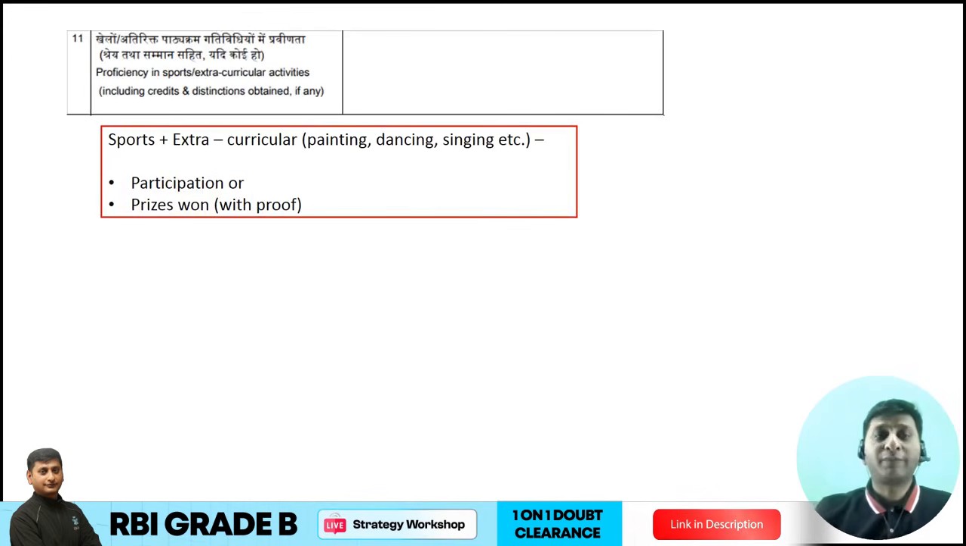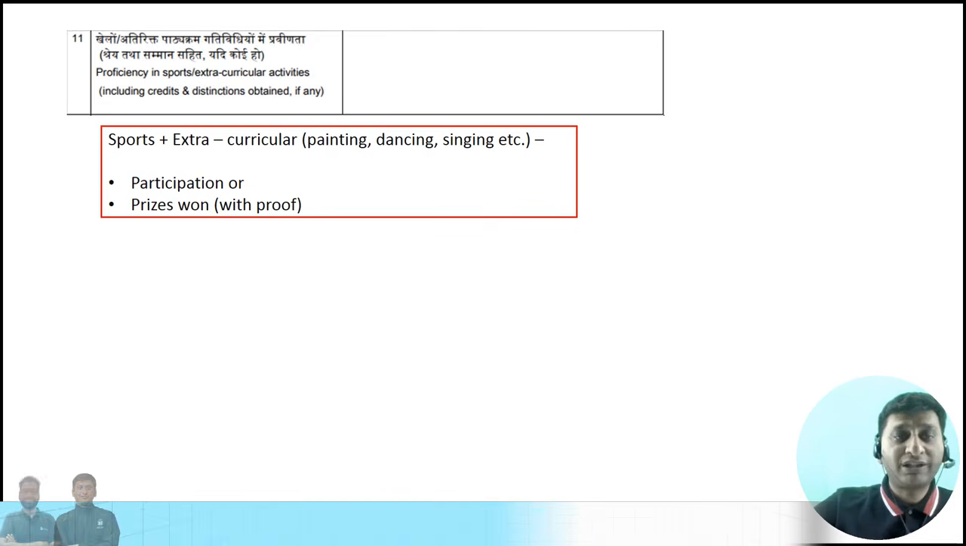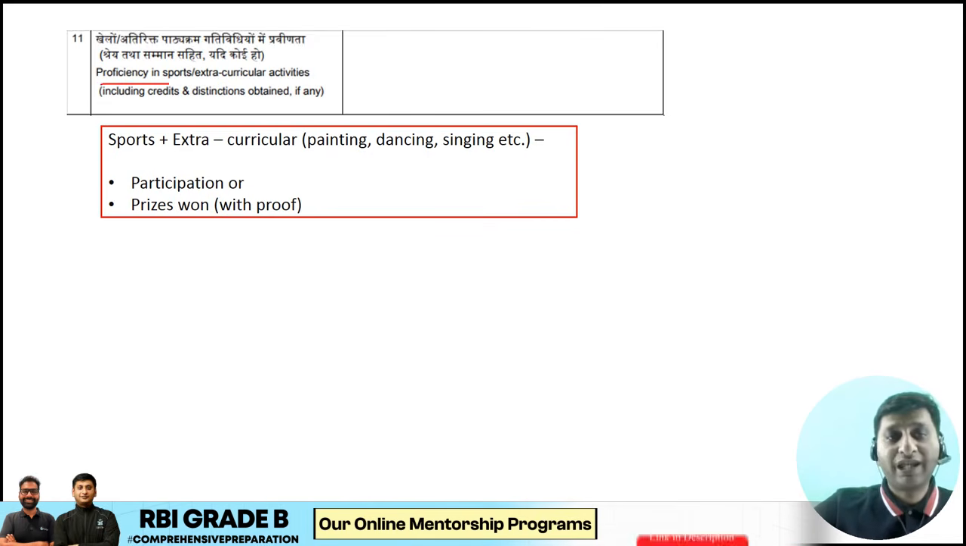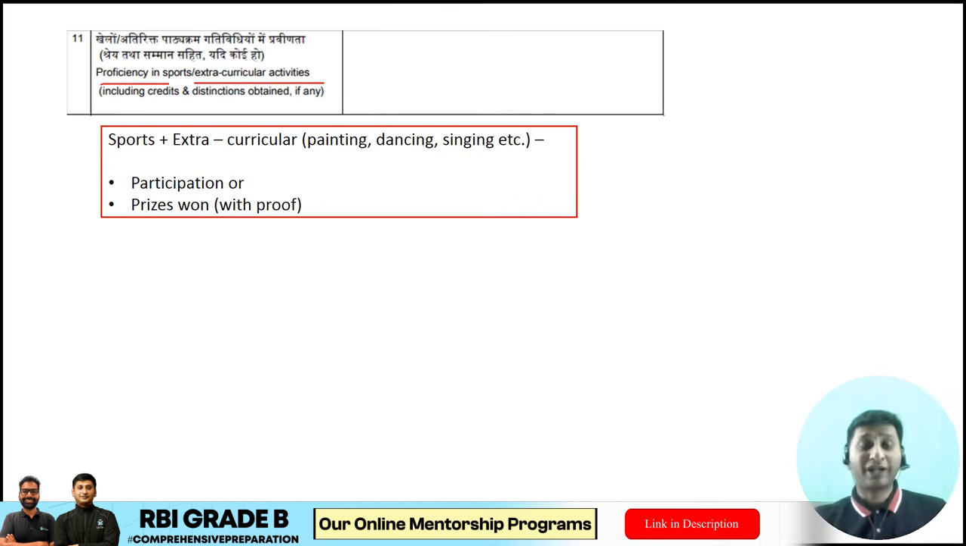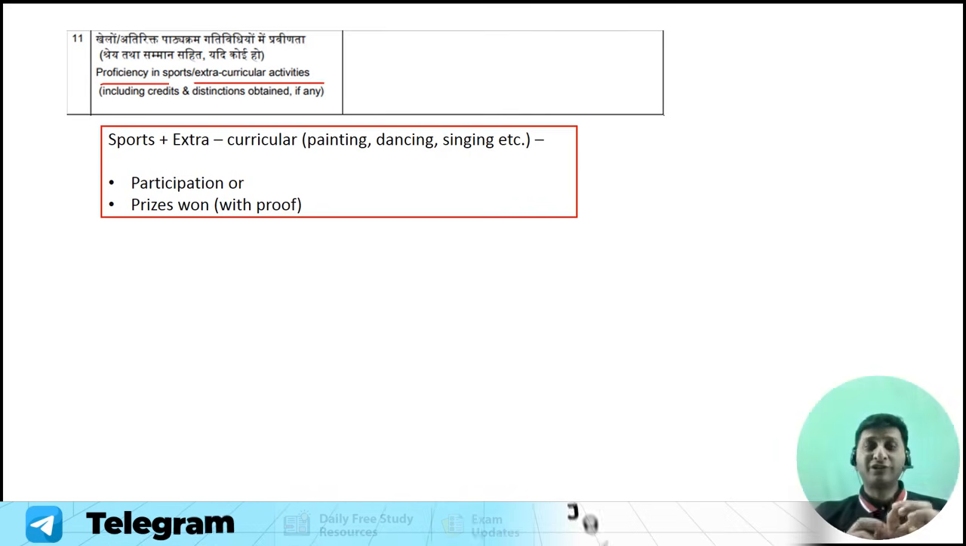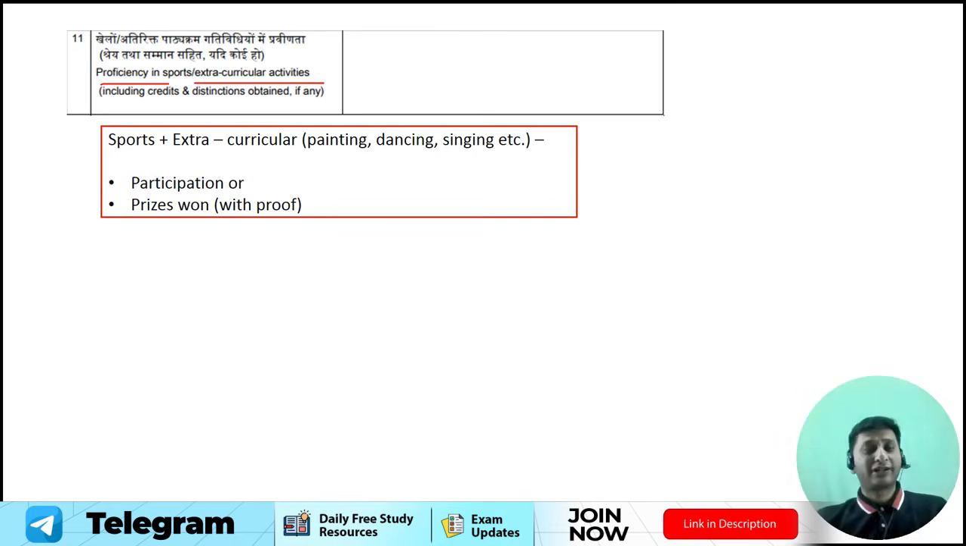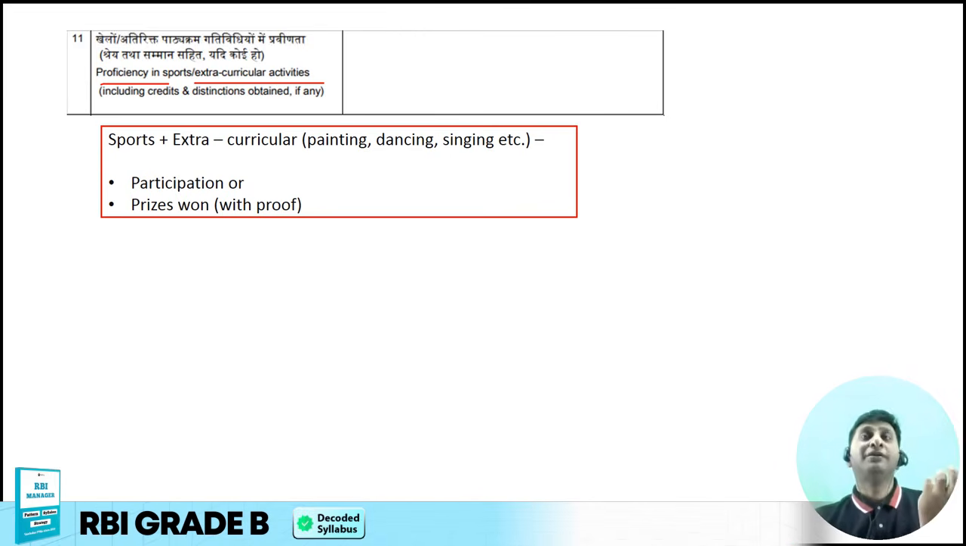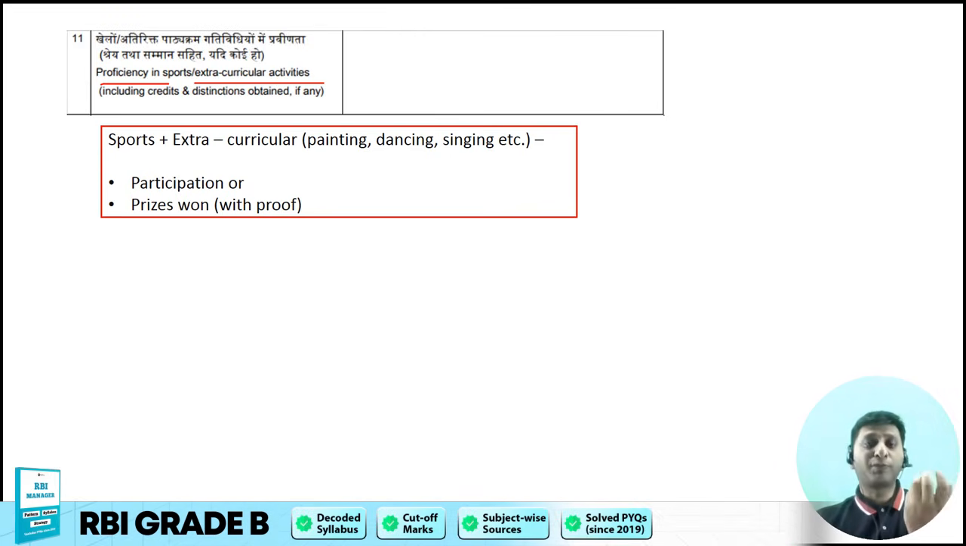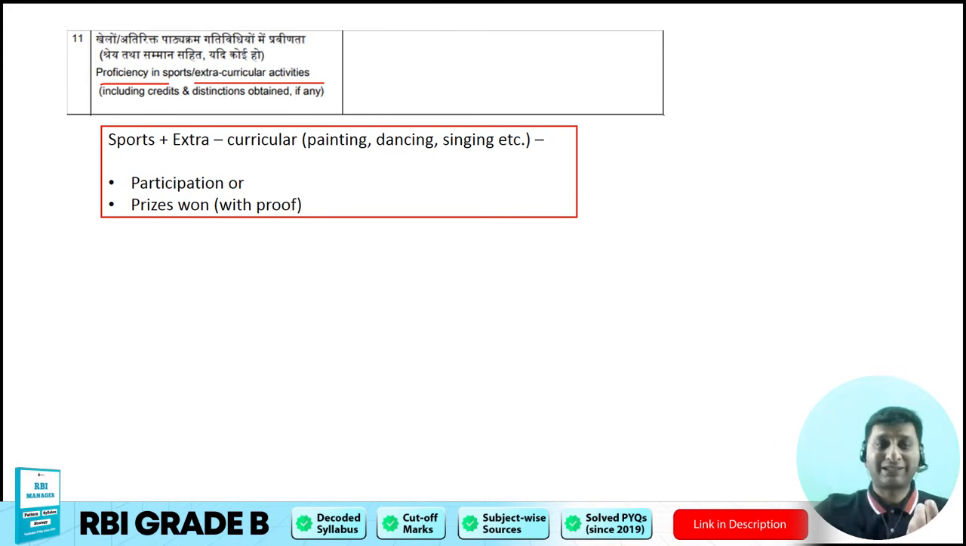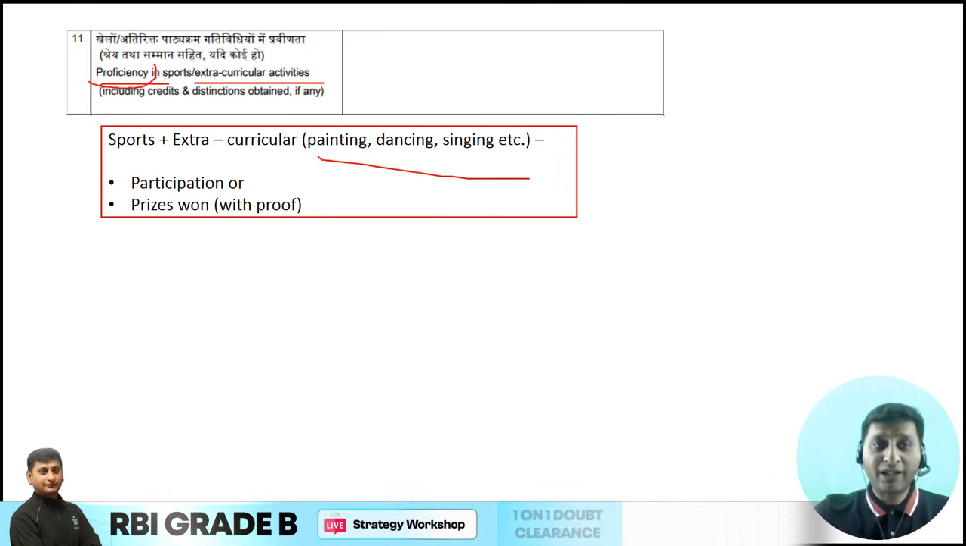Now, this is the column I was talking about as a separate column. Now, this column says proficiency in sports, extracurricular activities. Now, here the keywords are sports slash extracurricular activities. So they are very clearly now asking you to actually mention something in sports, dancing, singing, etc., painting, where you have proficiency. This is again a keyword, proficiency.